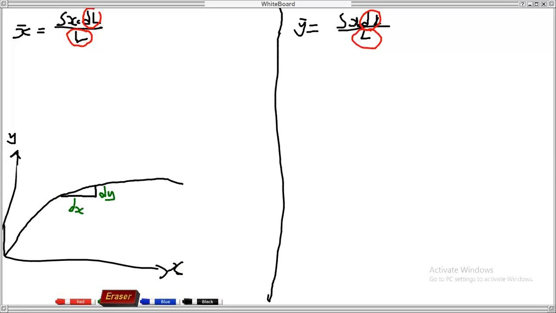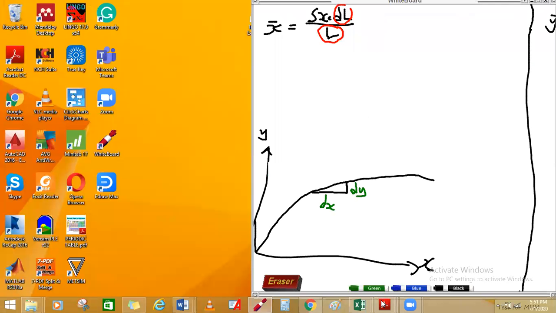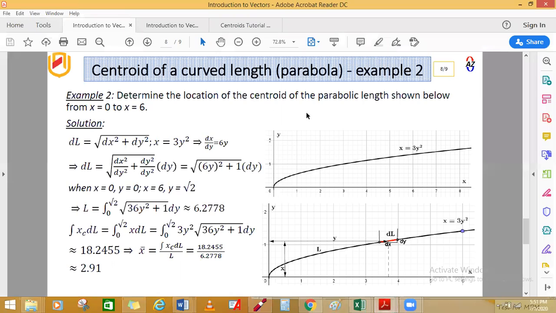Quickly, what is L again? L is the length, like the arc length. Here it's the parabolic length. It depends: if it's a circular thing, it becomes an arc. If it's just a shape like this, you can just call it length. At the end of the day, just length. What I'm trying to do is show you this.